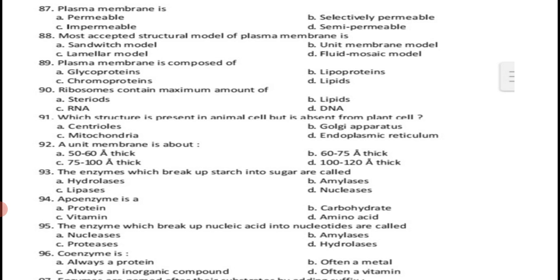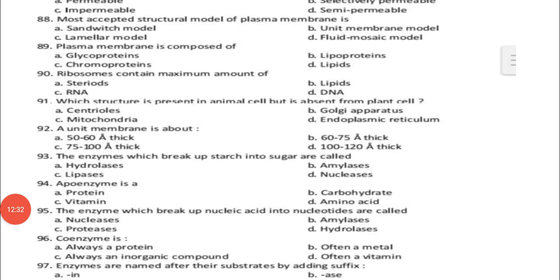Question number 88. Most accepted structural model of plasma membrane is. The most accepted structural model of plasma membrane is the fluid mosaic model given by the scientist Singer. Question number 89. Plasma membrane is composed of. It is composed of lipoproteins. Option B is the correct answer. Question number 90. Ribosomes contain maximum amount of. The ribosome contains maximum amount of RNA.